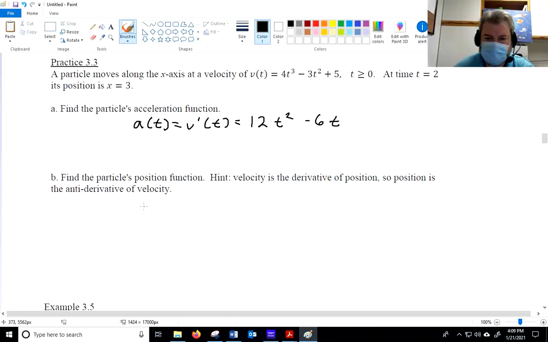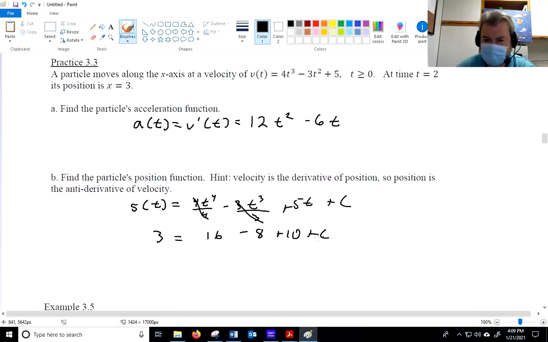Now, to find the position function, we need to remember that velocity is the derivative of position, so position is the antiderivative of velocity. So that becomes 4t to the fourth over 4 minus 3t to the third over 3 plus 5t plus a constant. Isn't that cute how they gave us those perfect little things to just cancel those out? And we know that at time t equals 2, position is 3. So I'll put a 3 there, and I'll put a 2 in for t. 2 to the fourth is 16. 2 to the third is 8 plus 10 plus c.